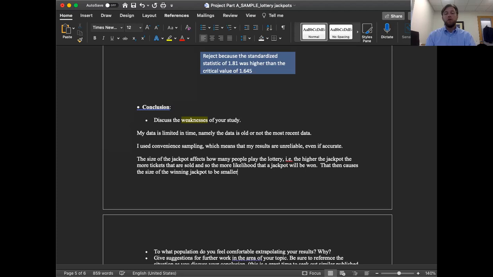That then causes the size of the winning jackpot to be smaller. In other words, one of the reasons you don't see super high jackpots, why it's very rare that you see a $1 billion jackpot, it's only happened a handful of times, is because the higher the jackpot gets, the more people will say, hey, I'll throw $1 down for a chance to win. And so you don't get prizes that are super high, because as it gets higher, more people play, more combinations are picked, and the more likelihood that someone's actually going to win.